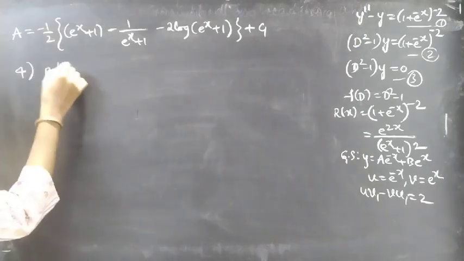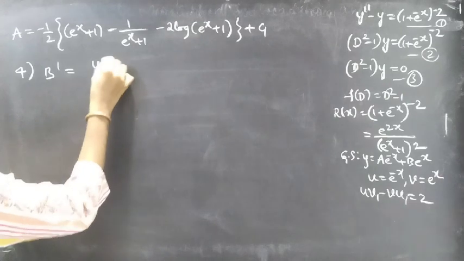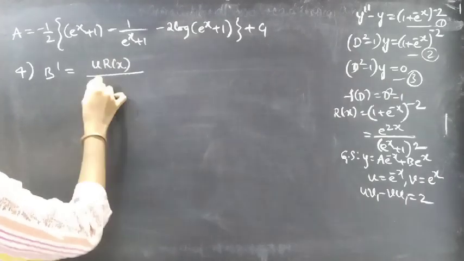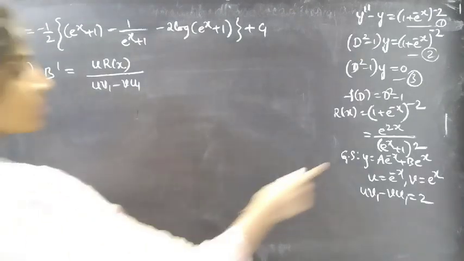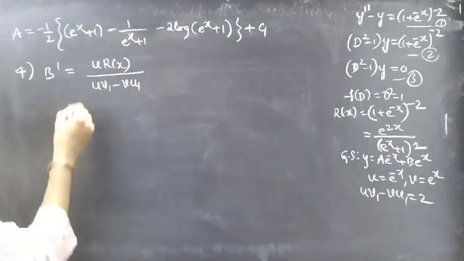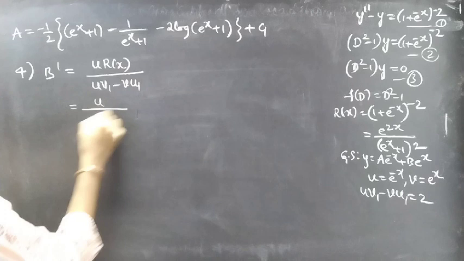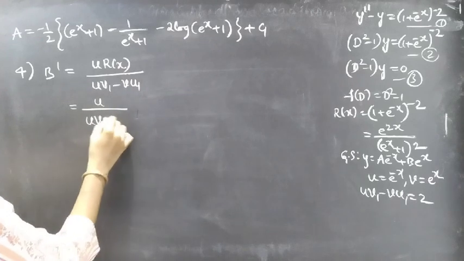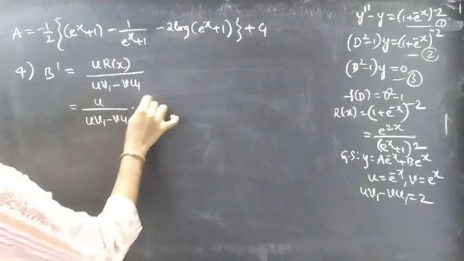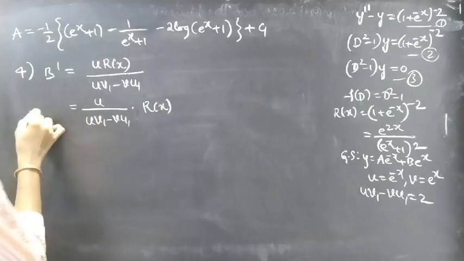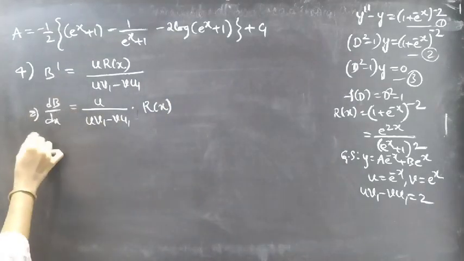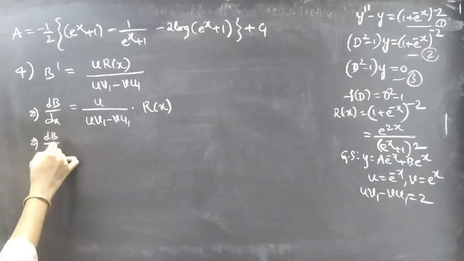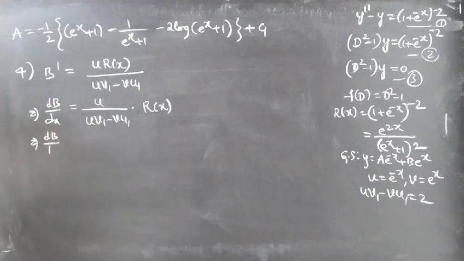B dash is given by u into r of x by uv1 minus v1. Here you're having r of x, which is a fraction. So for our convenience, we'll write the formula as u by uv1 minus vu1 into r of x. And b dash is nothing but the derivative of b with respect to x. This gives us db by dx. Sorry, let's write b dash. Firstly, we need to find b dash, right?